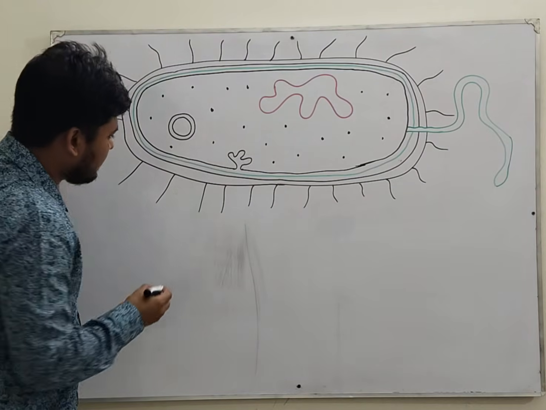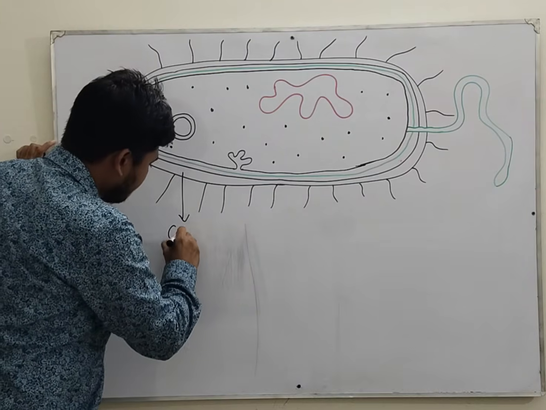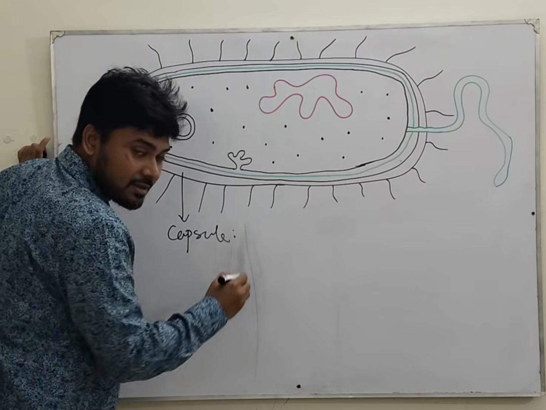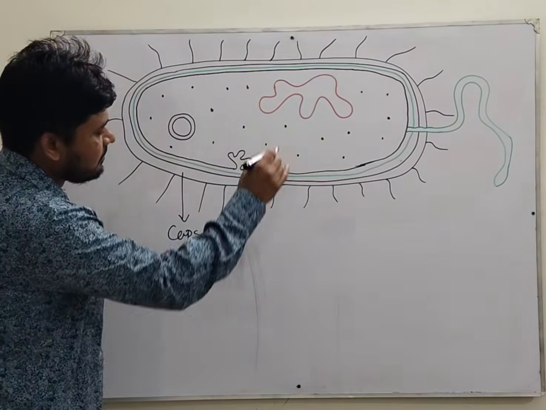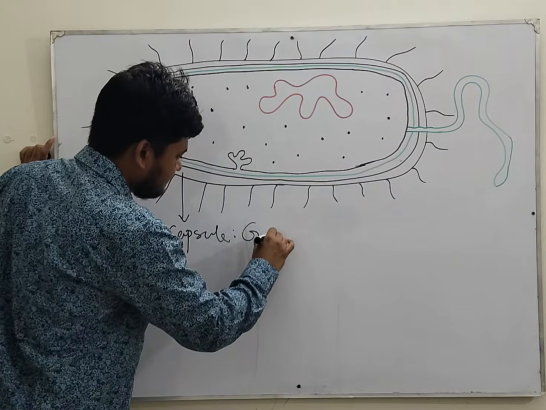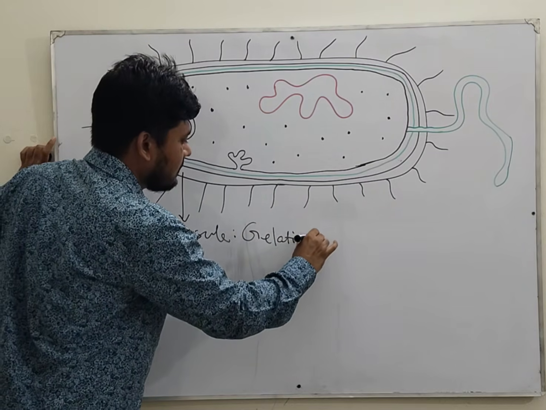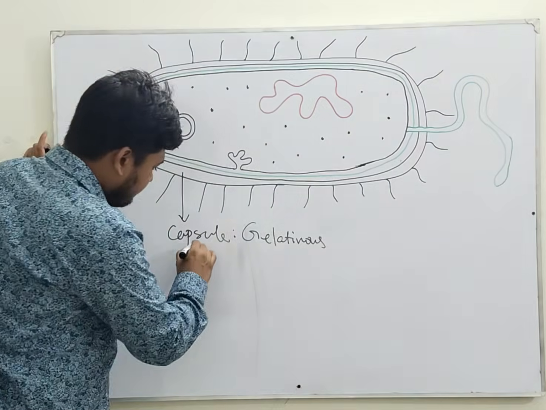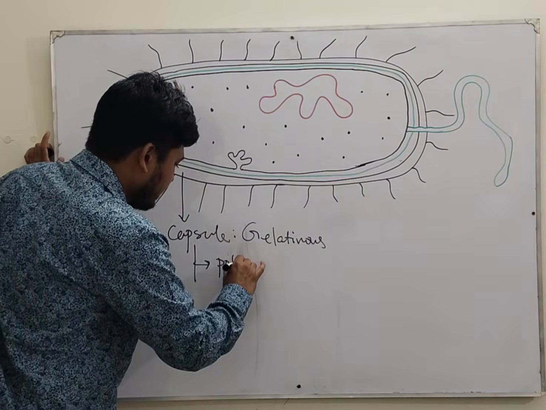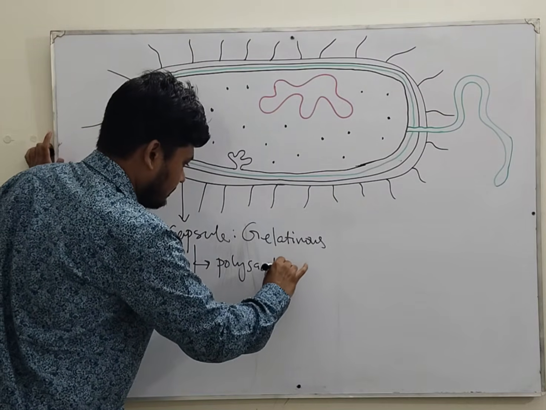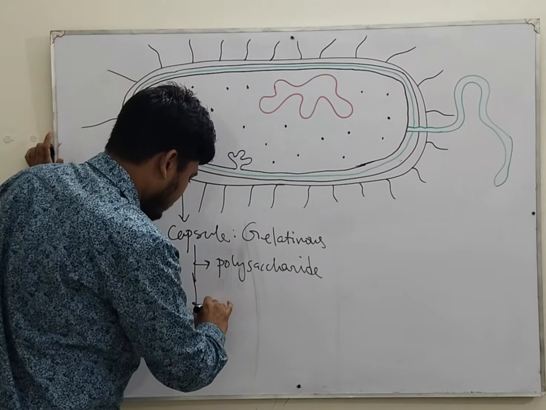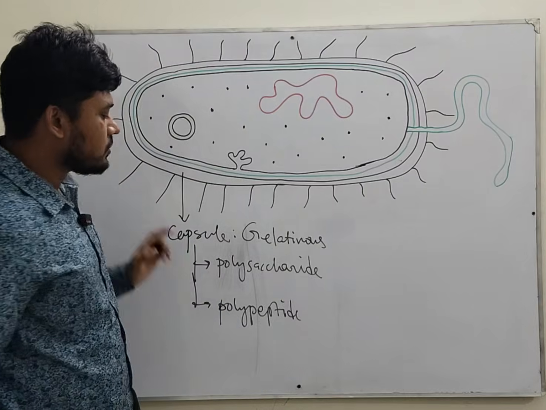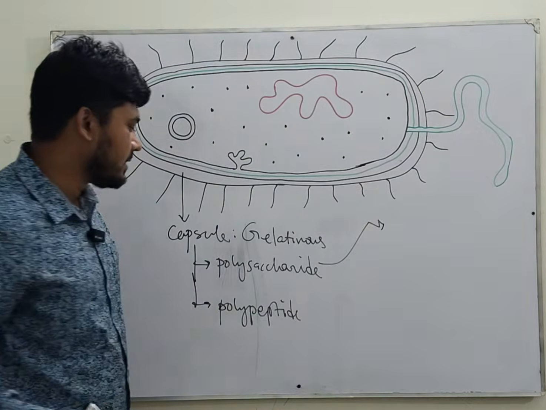Now come to this figure. The outermost layer, this is capsule. Capsule is a gelatinous layer that surrounds the entire bacteria. Chemical nature of capsule may be polysaccharide or polypeptide. Most of the bacteria have polysaccharide capsule.